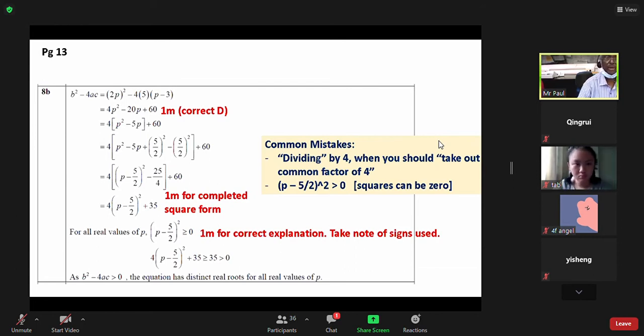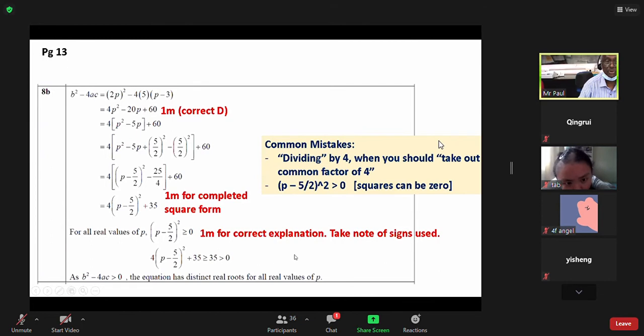So here, your 1 mark is for your discriminant. Unfortunately, if you put greater than 0, and then you get your discriminant, no marks here. If you put greater than 0, you lose your mark for the discriminant. Now, if you can complete the square after all the hard work here, you get 1 mark. And then for the next 1 mark, if you look carefully, this is a square which is always positive, or greater or equal to 0. So if you add 35, it will be greater than or equal to 35, right?